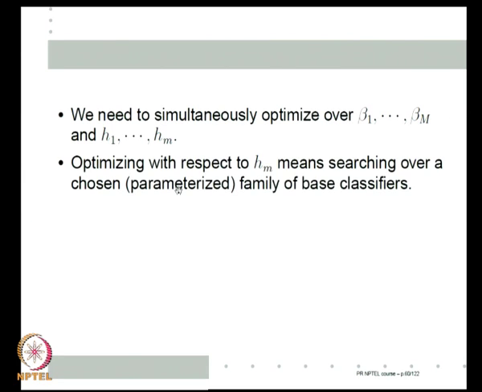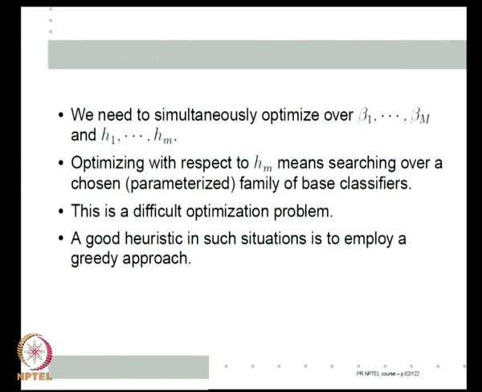What do you mean by optimizing over h 1 to h M? That means, for each h m we are searching over a class of base classifiers, maybe a family of base classifiers with some parameters. Those parameter vectors are what we have to learn. So, we have to optimize over so many parameters at a time. This is a really hard optimization problem. But whenever you have this kind of additive model, one standard heuristic is what is called a greedy approach. I want M classifiers.